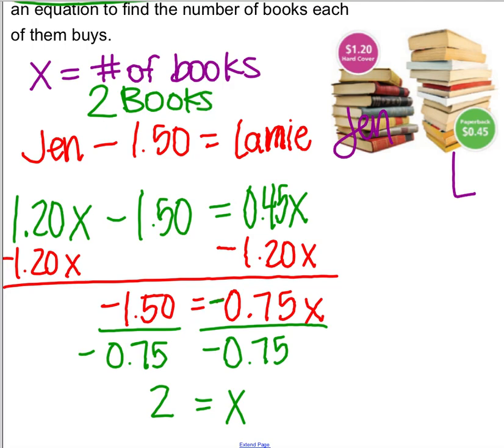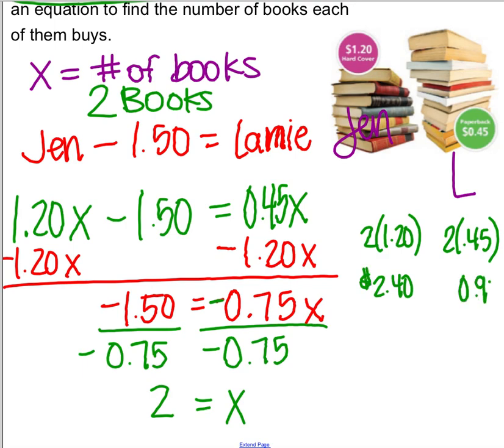Right? Lainey bought 2 books at 45 cents, and Jen bought 2 books at $1.20. $1.20 2 times is $2.40. And 45 cents 2 times is 90 cents. Okay? It doesn't say that they spent the same amount of money, but it does say that Jen spent $1.50 less. Is that true? Yes, it is. Now let's go try some on our own.